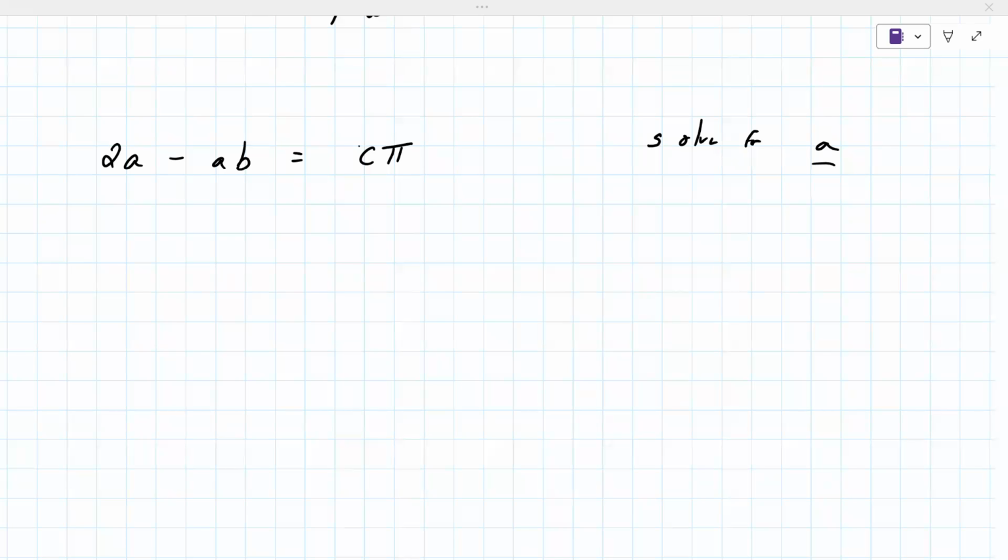Is it A equals C pi divided by 2 minus B? Yes, that is correct. Very good. I like that. That's just that we can kind of move forward on some of this. So that's good. All right.